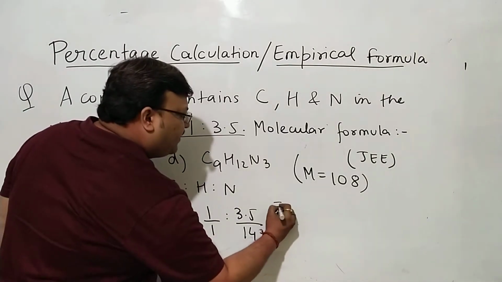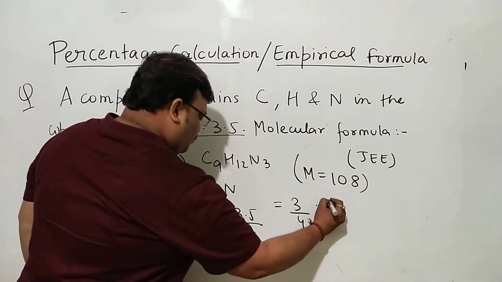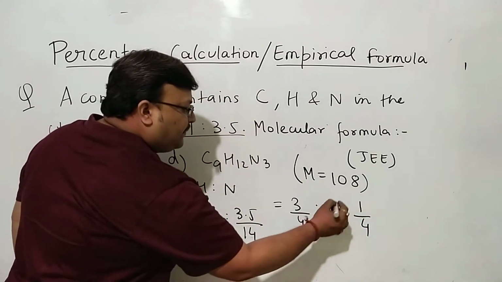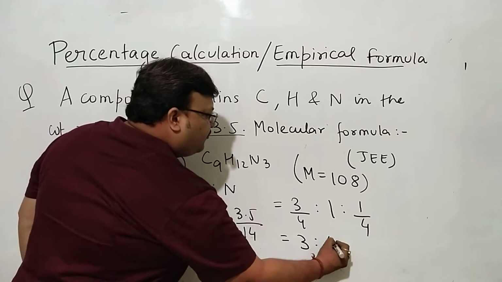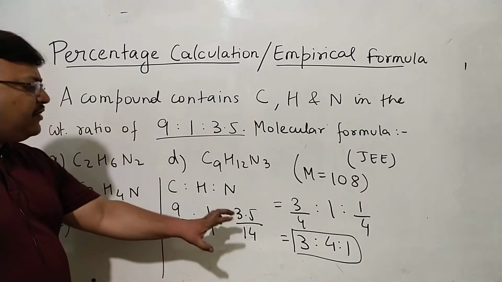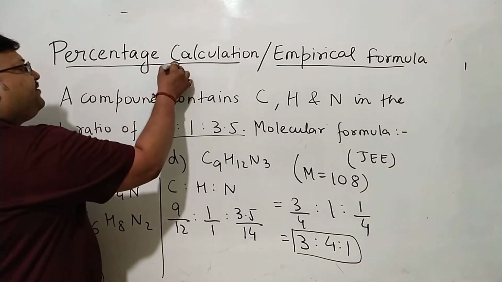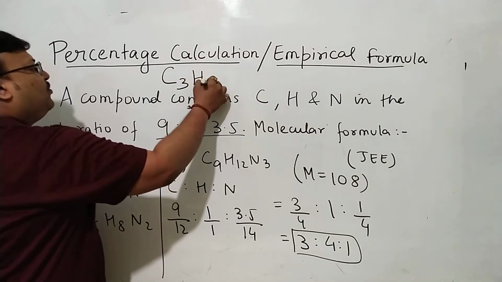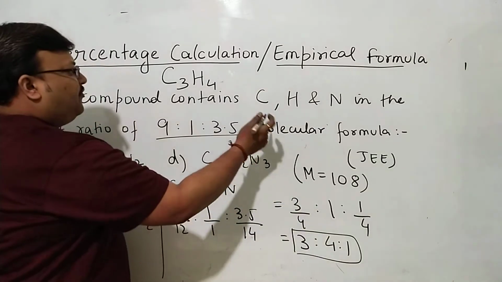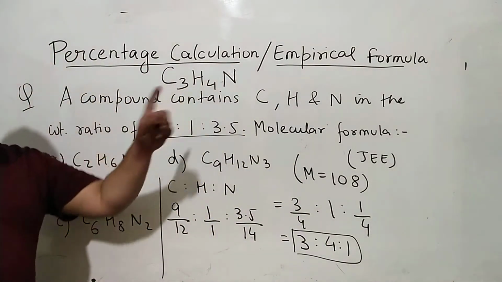Now this would be the same as 9/12 will be 3/4 to 1 to 1/4, and naturally I multiply by 4 throughout. 3 to 4 to 1. So I've got a basic set of formulae, and it suggests the compound has an empirical formula of C3H4N. 3:4:1 we will mean carbon, hydrogen, nitrogen, and this is the empirical formula C3H4N.